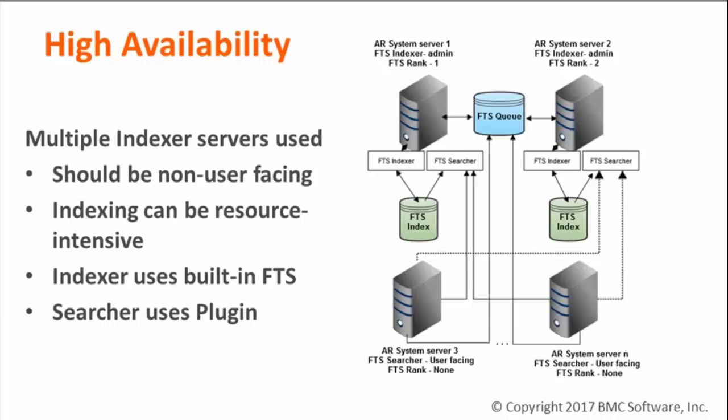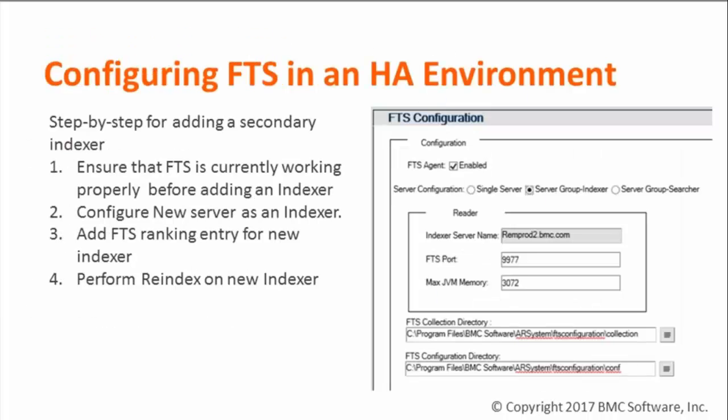So let's look at how to configure this. It's actually fairly simple. First thing to do is to make sure that FTS is currently working properly. Don't try to add a component to your HA environment without first making sure that everything's working. So make sure that searches work properly, make sure that indexing is working and keeping up. And then once that's true, you can configure a new server as an indexer. So as Dolly mentioned, you would use the FTS configuration page, you'd enable it, and then you would set it as the server group indexer. You can check the rest of the settings and make sure they're accurate and save that.